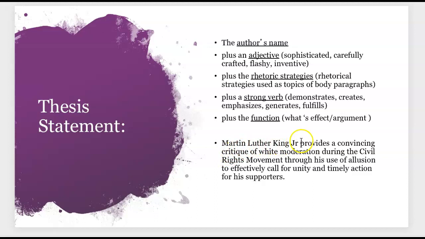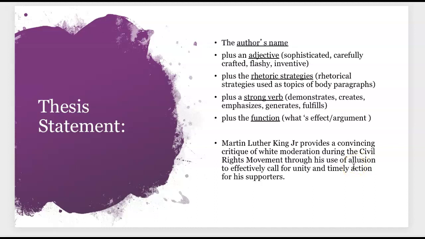So for example, Martin Luther King Jr. provides a convincing critique of white moderation during the civil rights movement through his use of allusion to effectively call for unity and timely action for his supporters. In here I have my author's name, my strong verb, a convincing critique, and then his rhetorical strategy, the use of allusion. That's the only one I'm going to focus on in the body of my paper. The effect of that is that it calls for unity and timely action. That's his overall argument. He's arguing for unity and action from his supporters through his use of allusion. So that's what your thesis statement is going to look like.